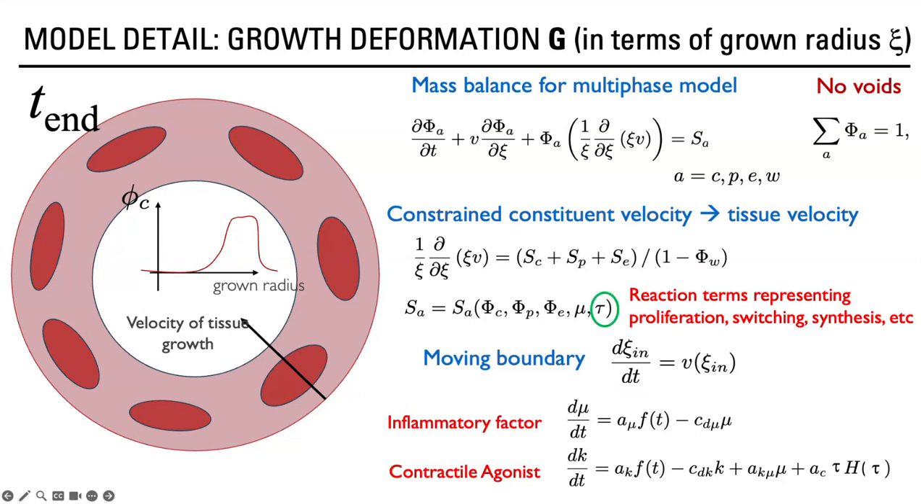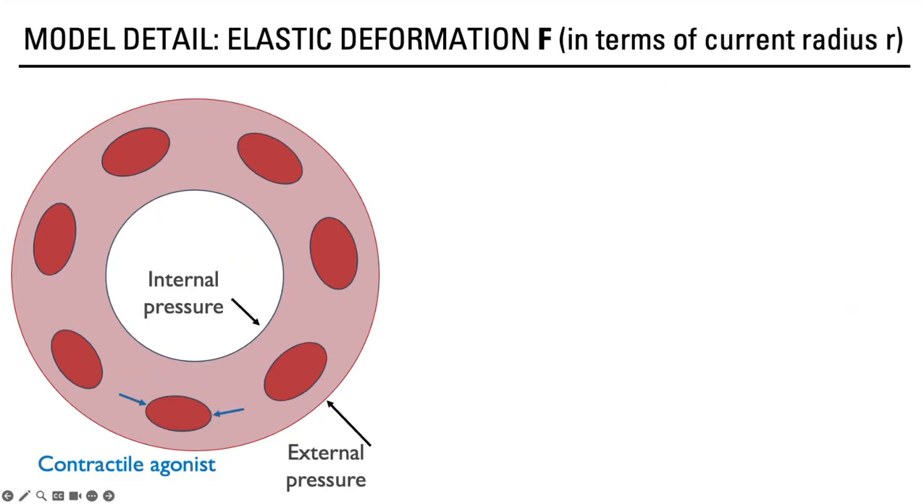So how do we work out tau? That comes in through what we call our elastic deformation. So now whenever I talk about radius, I'm talking about a deformed radius, R. So the types of forces that are at play here are the transmural pressure that I've talked about, but also a contractile force generated by the contractile agonist.